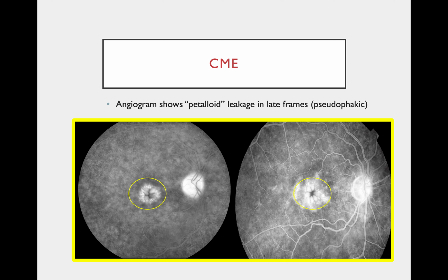A diagnostic test for CME would be a fluorescein angiogram, and the more common description is that of petalloid leakage, usually in the late frames, especially with pseudophakic CME, that is CME following cataract surgery. The reason it's called petalloid, you see these almost flower-like petals emanating from the foveal center. This is fluid building up in the outer plexiform layer.